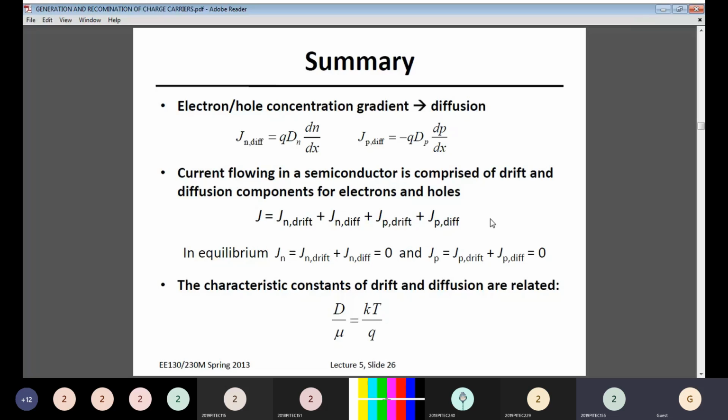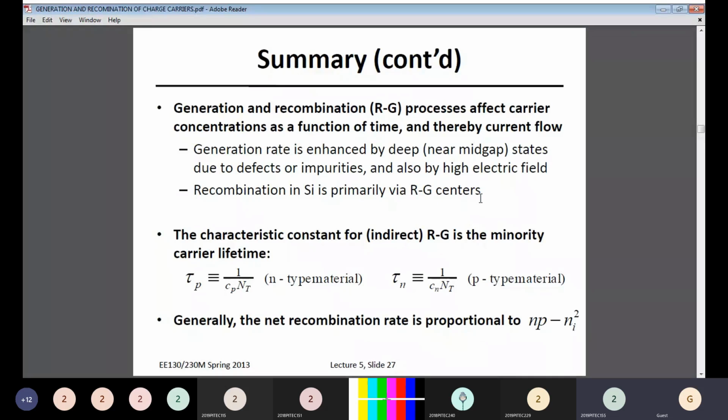The characteristic constants of drift and diffusion are related: D by mu equal to kT by q. And we have seen that generation and recombination (RG) processes affect carrier concentration as a function of time, and thereby the current flow will be disturbed.